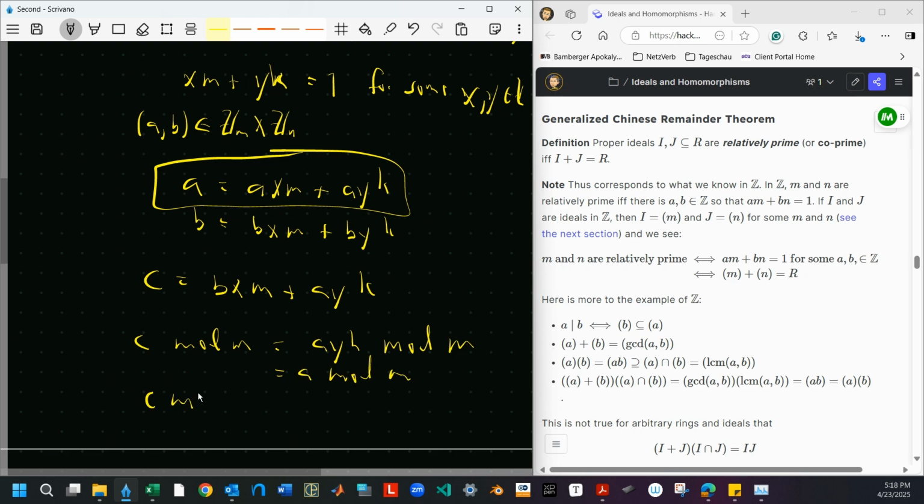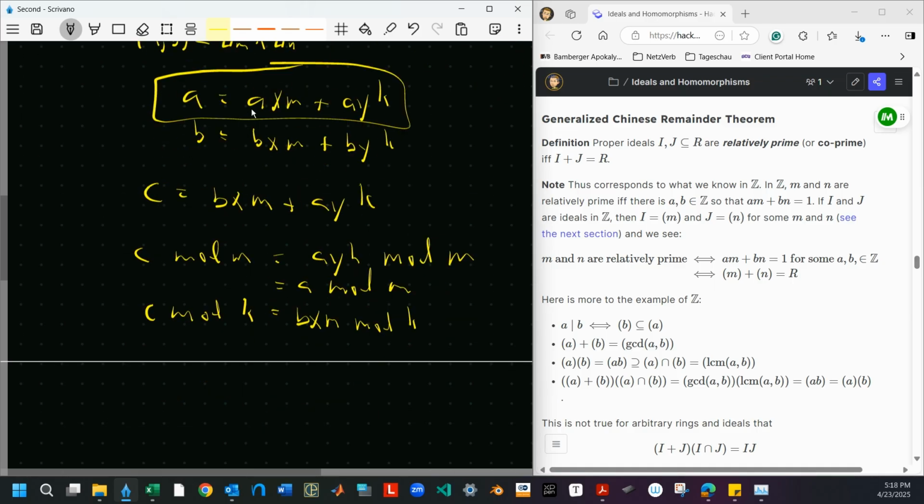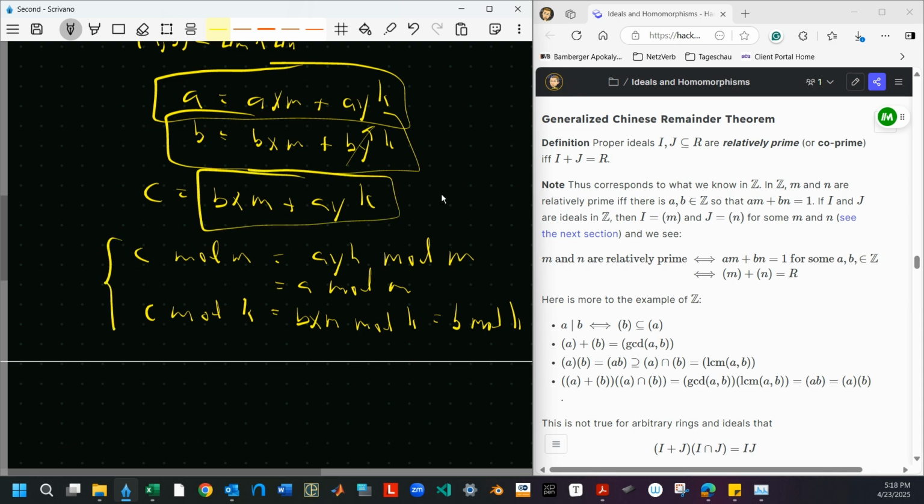And then C mod K, right, is equal to, again, so that part goes away, and we get BXM mod K, right? But then we look here, right? If we do BX, so we look at this, right? So if I look at BXM mod K, well, that part goes away, and I get that's equal to B mod K.